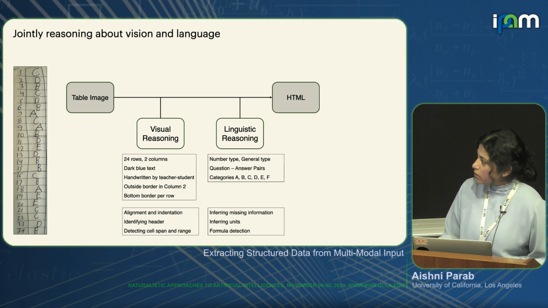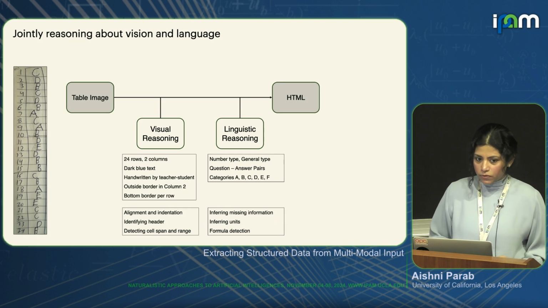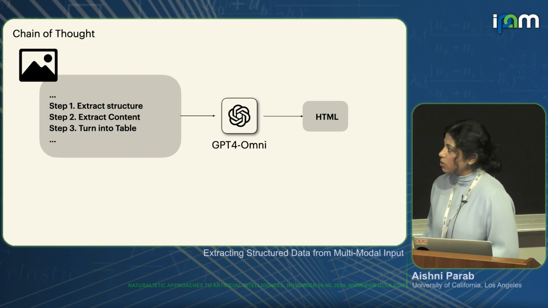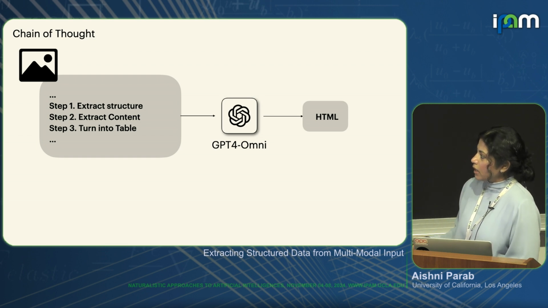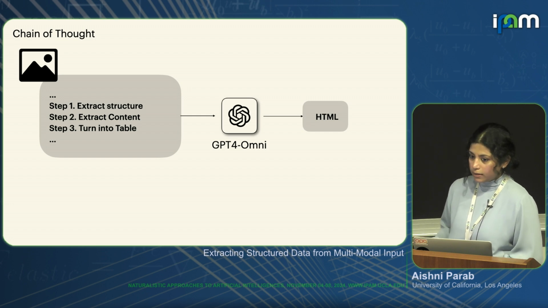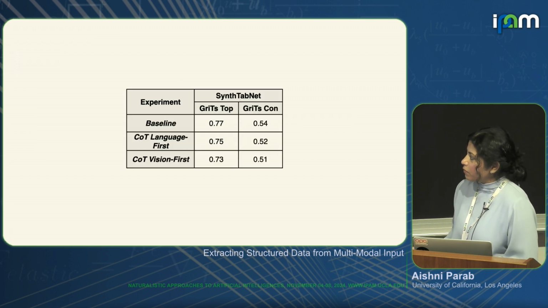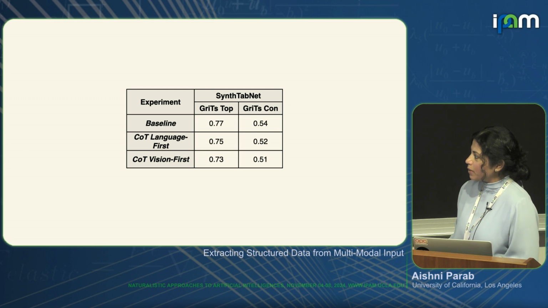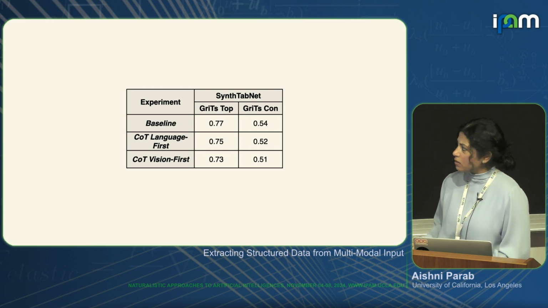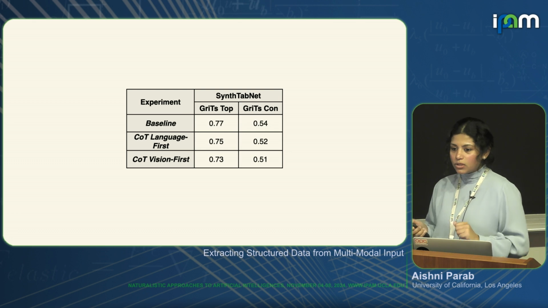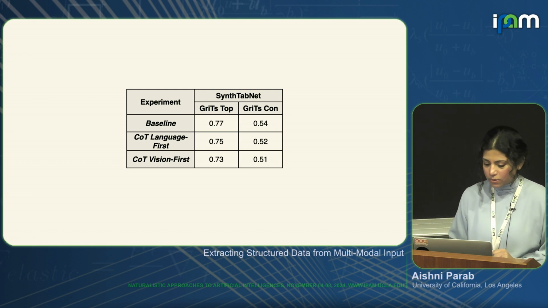So let's try to disentangle these two aspects of reasoning. One way could be to separate the steps using chain of thought. The prompt that I gave to the model was to first extract the structure, then extract the content, and then turn it into a table. What we found was that the performance slightly drops from baseline when we use chain of thought, and content is even worse. Maybe it's possible that the model conflates the extractions during each of the steps.